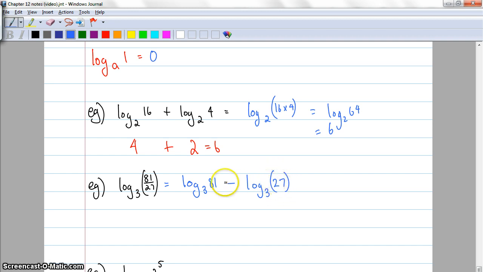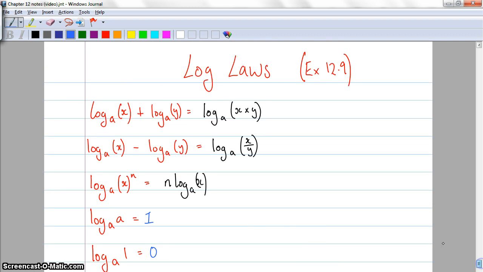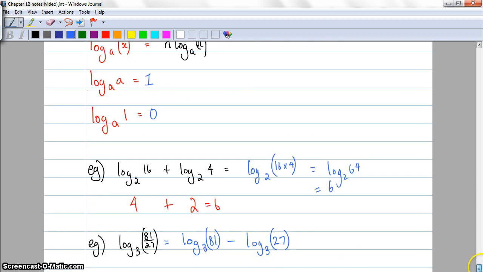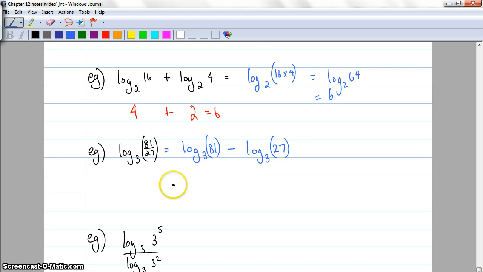Sometimes we go left to right, like with these rules up here. Sometimes we go left to right, other times we go from right to left. In this case I've gone from right to left just to make it easier for myself. There's really no right or wrong, it's just a matter of which one is most convenient.